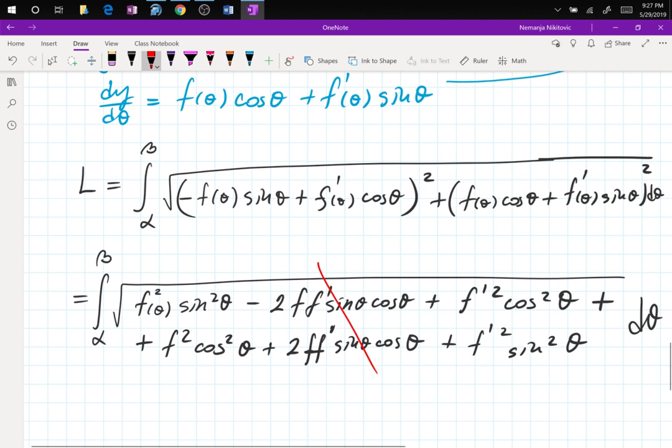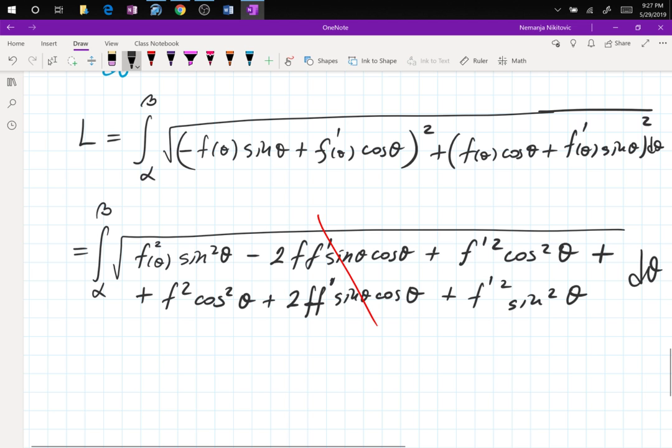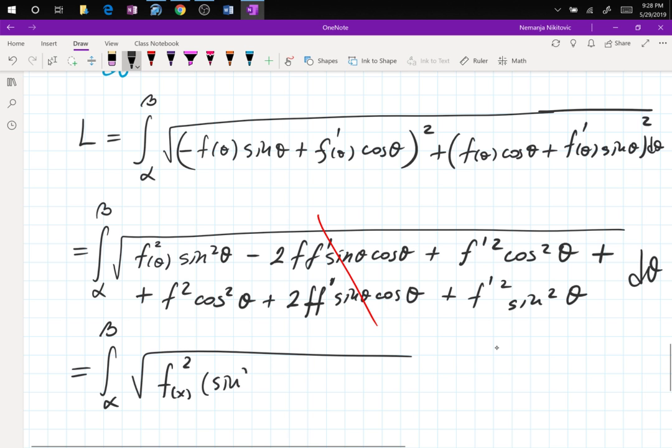And now it simplifies beautifully. You just have to write all this. So if you take a look at the f squared terms, you can see that you can factor out f squared, so you have your square root. You can factor out f of theta squared, and you have sine squared theta plus cosine squared theta.